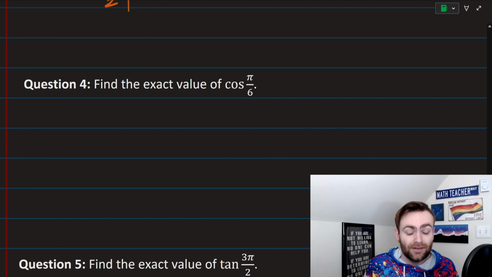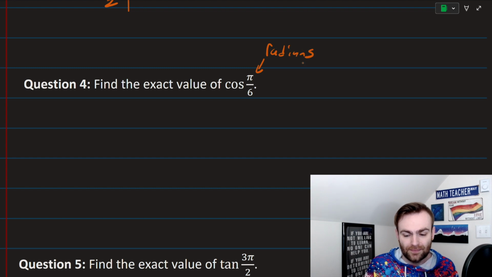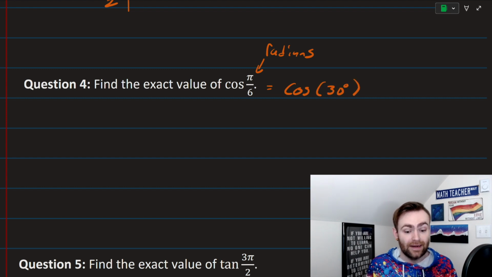So here we have, find the exact value of cosine of pi over 6. Now, because they don't give us the degree symbol, the little circle we're used to, this is in radians. So what can you do? You could convert this to degrees. Pi over 6 radians is 30 degrees. So this is equivalent to asking what is the cosine of 30 degrees. And we can figure that out.